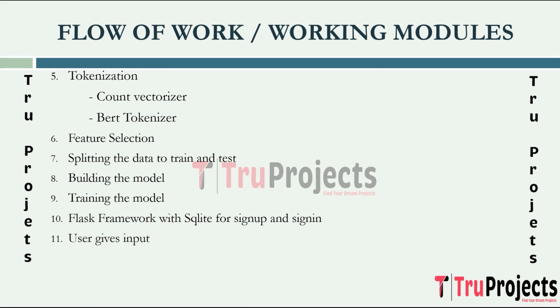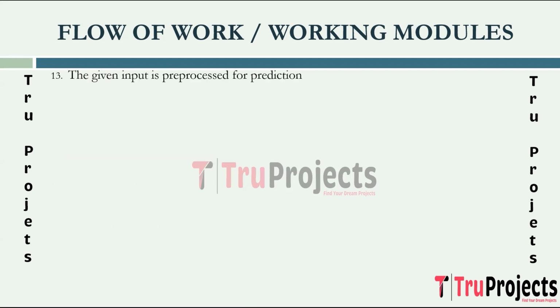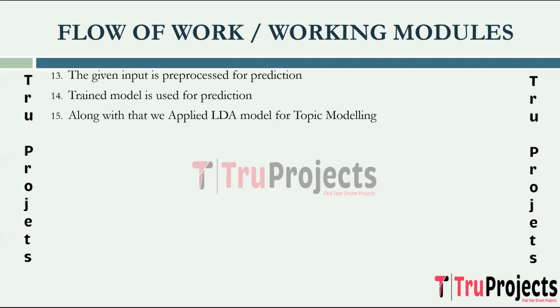User gives input. Here, users provide input in the form of text data that requires classification. Pre-processing for prediction. The input data provided by the user goes through the same pre-processing steps as the training data, ensuring consistency and compatibility with the trained models. Trained model is used for prediction. The pre-processed input is then fed into the previously trained machine learning models for prediction. The model provides classification or sentiment analysis based on the nature of the project.